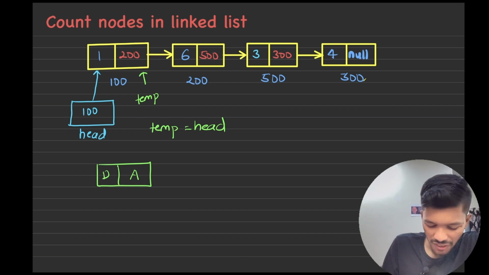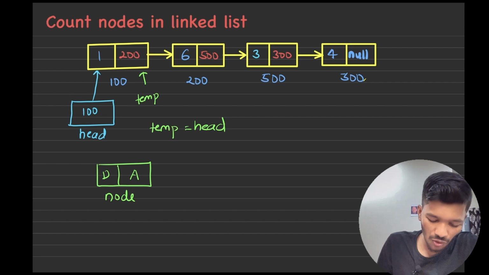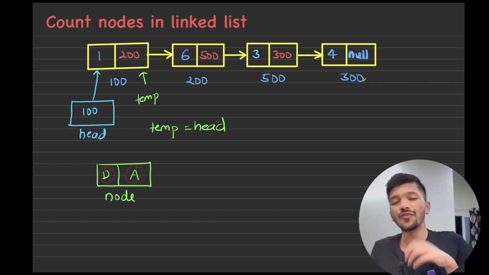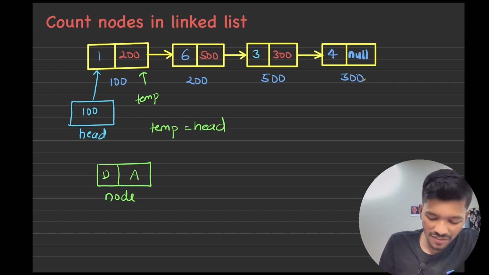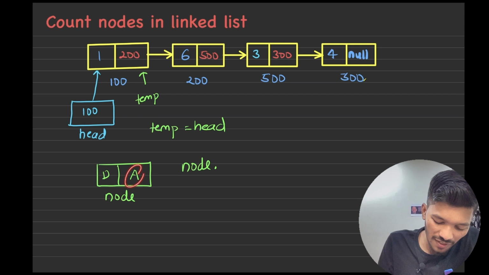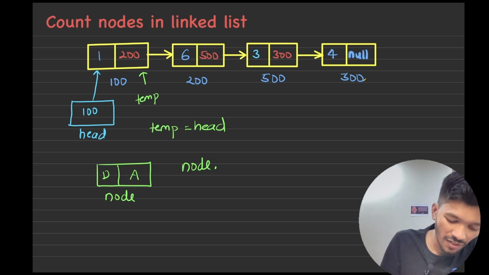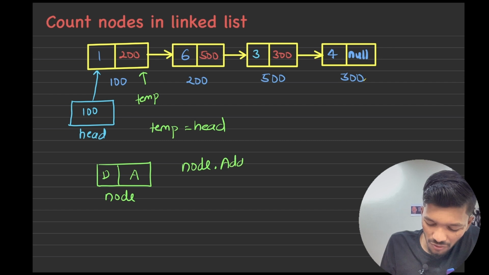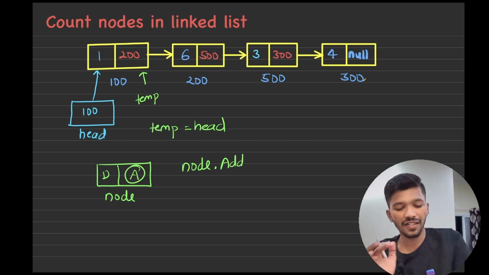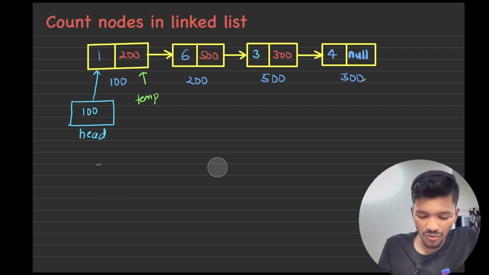Let's suppose the name given to this node is node, and we have already discussed that if you want to access any part of your node, we can simply access it by the name of the node, a dot, and the part which you want to access. If you want to access the address part, we write the name of the node, the dot operator, and the address part. So this is how we can access the address part, right? In the same way we will use it to move our temp pointer to the next node.